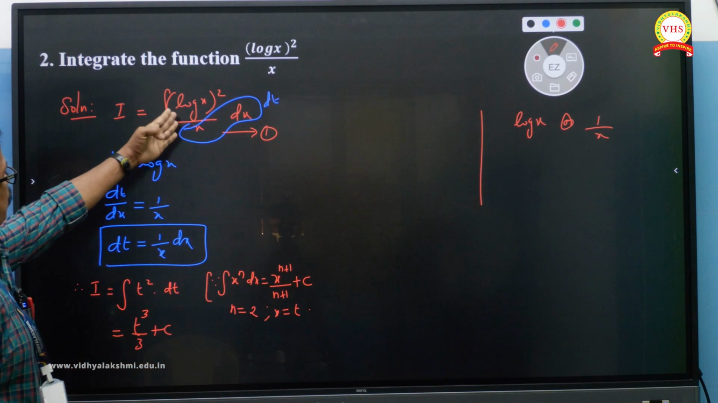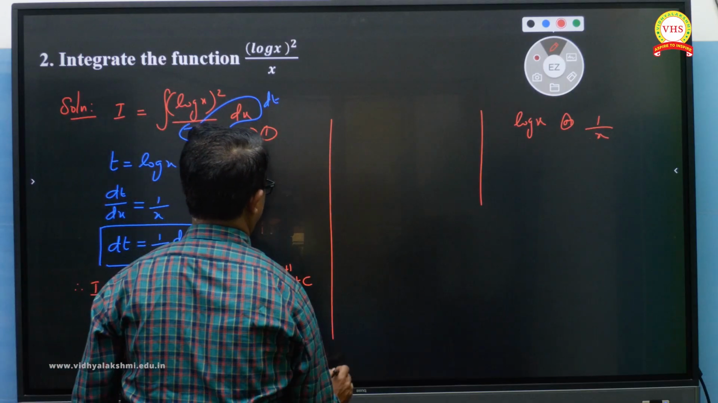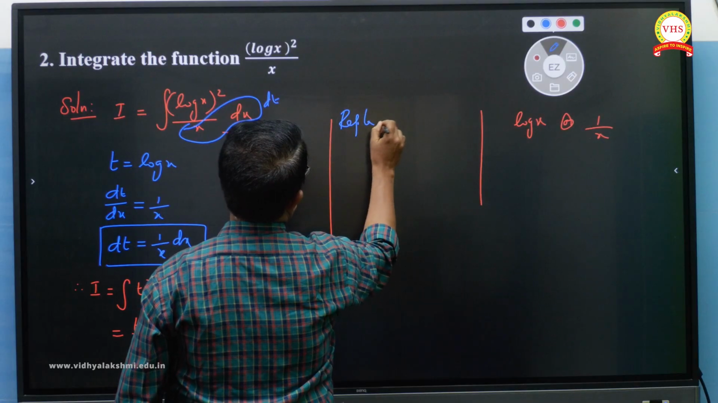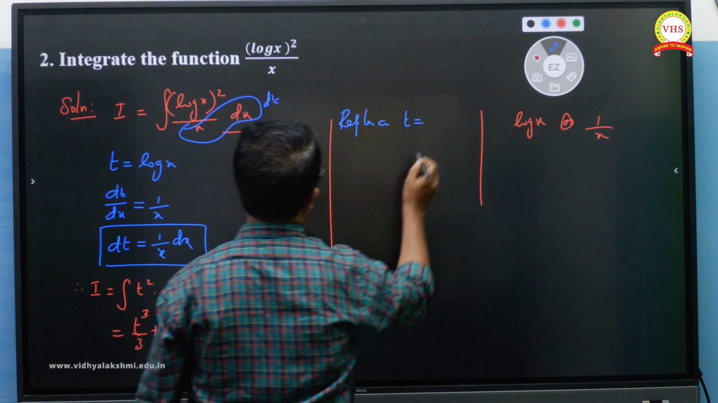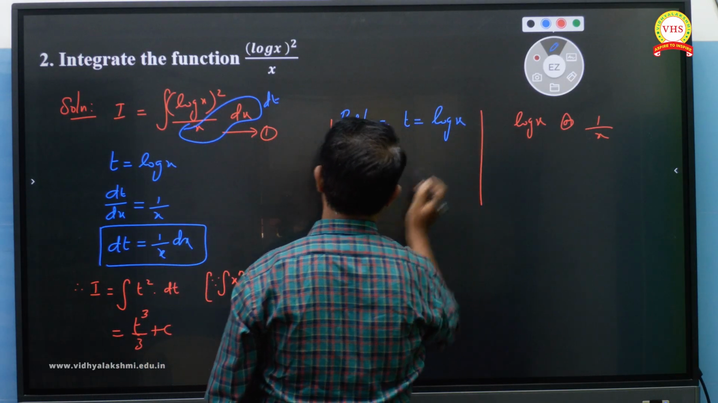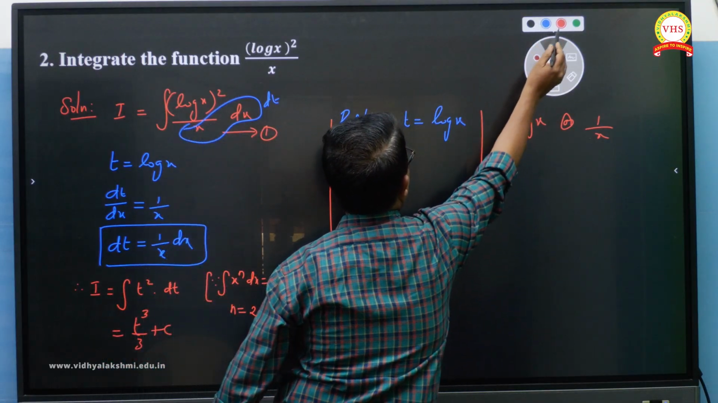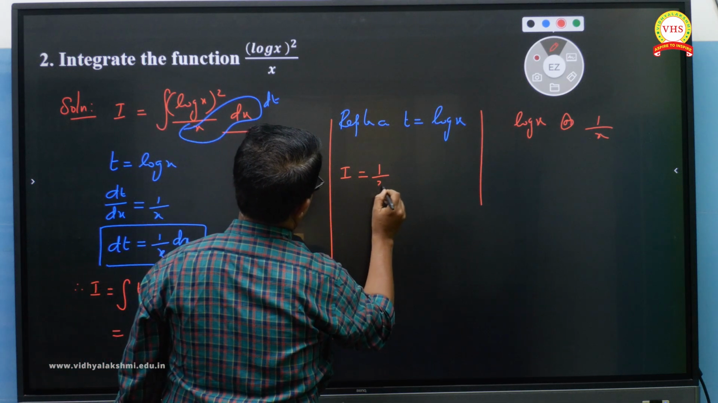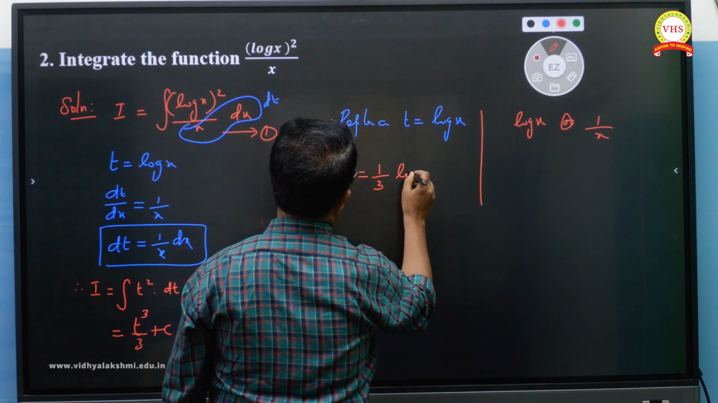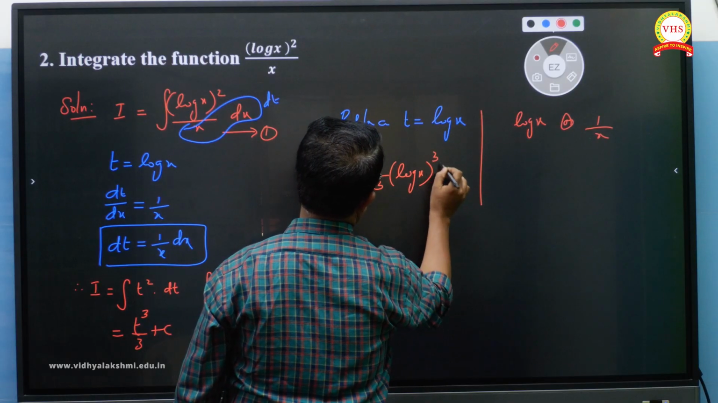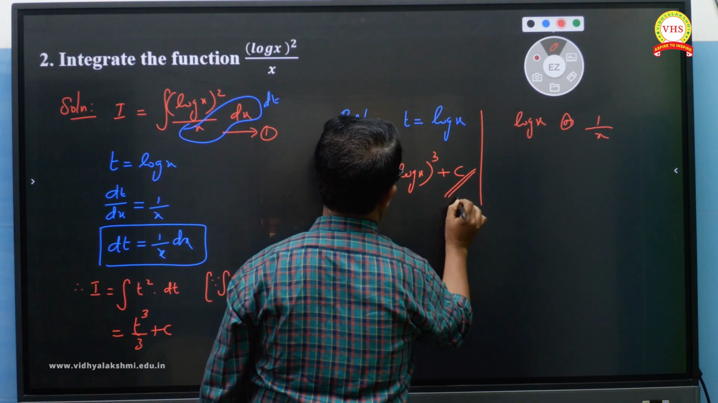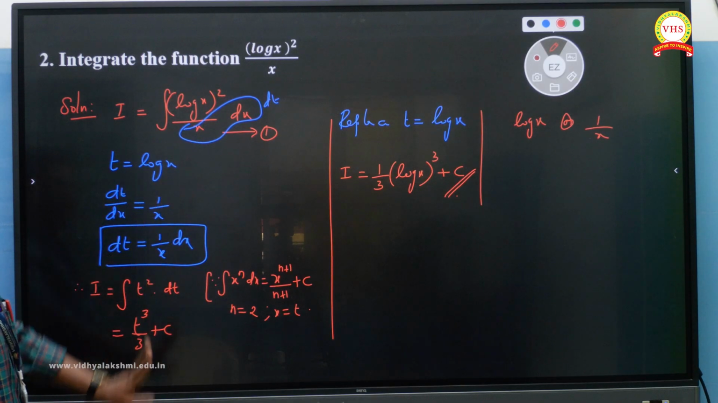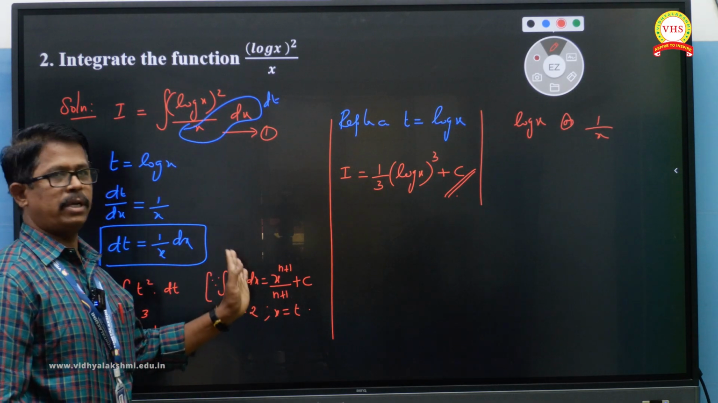So look at the given question in terms of x. Finally, we should replace the value of t. Substitute the t value that we assigned, that is log x. Now what is the final value? I equal to 1 by 3 into log x whole cube plus c. Okay, this is the answer for the given function log x whole square by x. Are you okay? Now shall we move on?